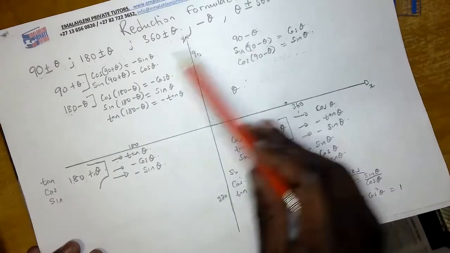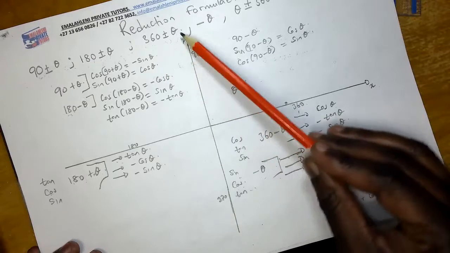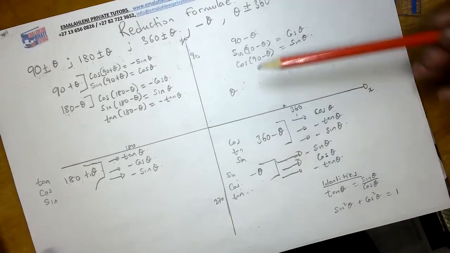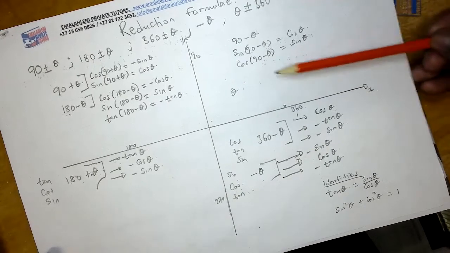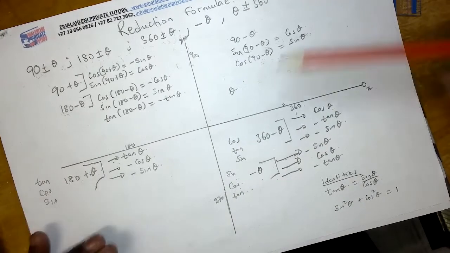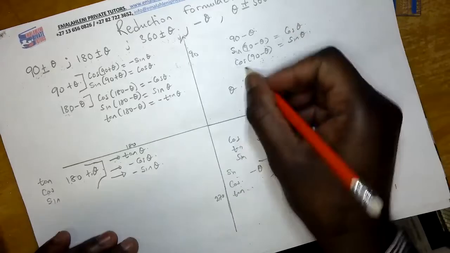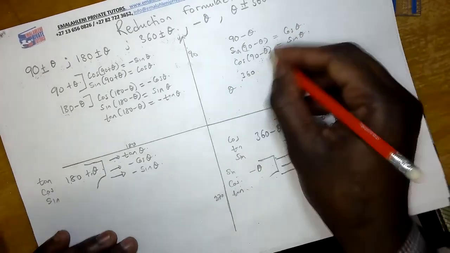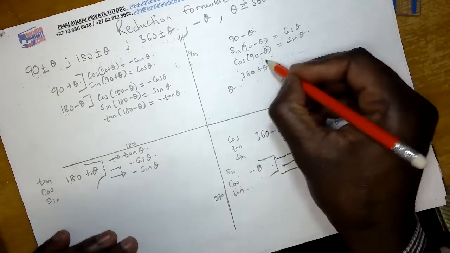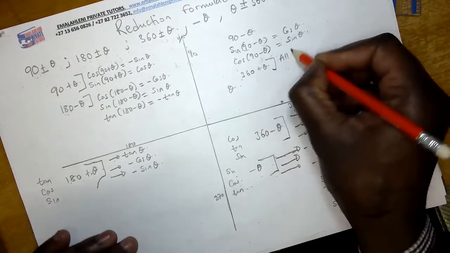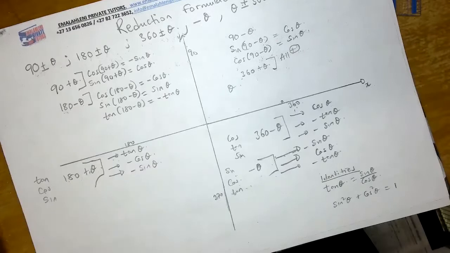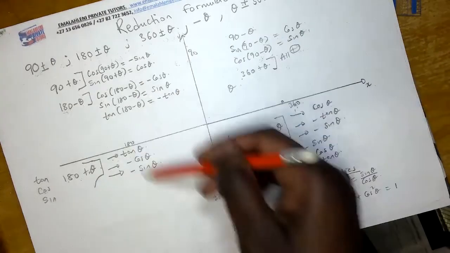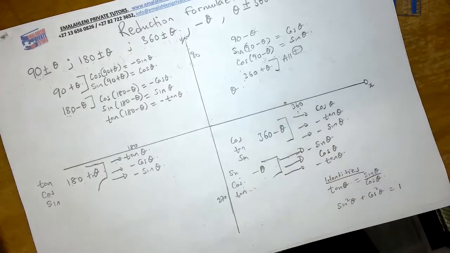Let's deal with where we are saying 360 plus theta. We are now in this quadrant, where they are all positive. Because we're adding theta here, plus theta, these are all positive, because we are starting a new revolution to come back again. That's what we're talking about here, okay?